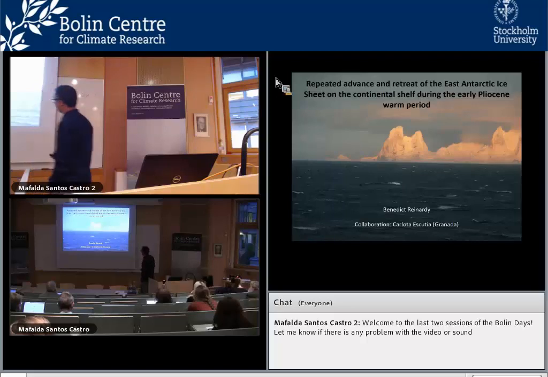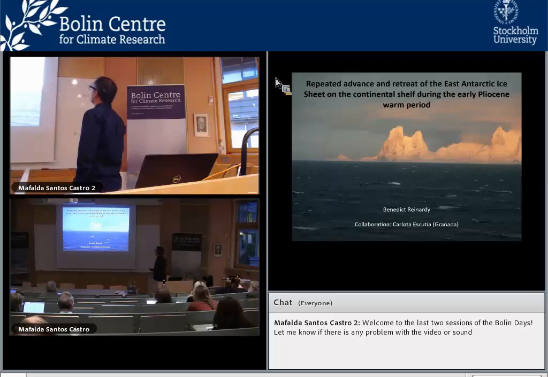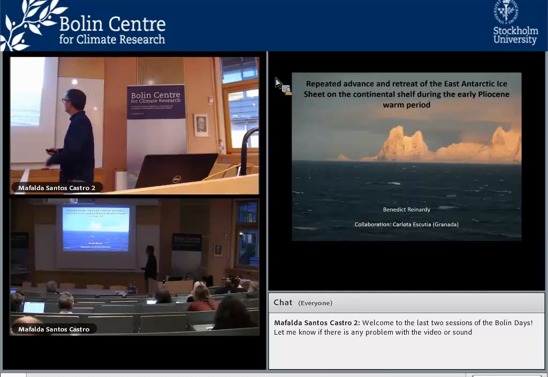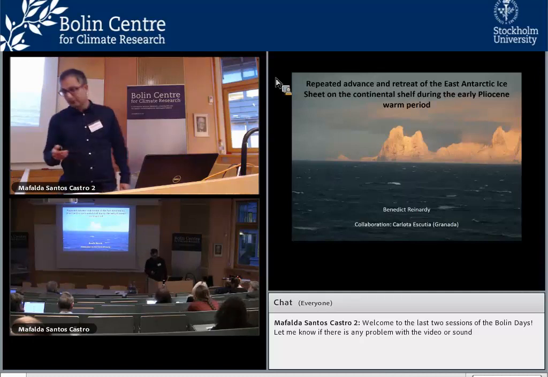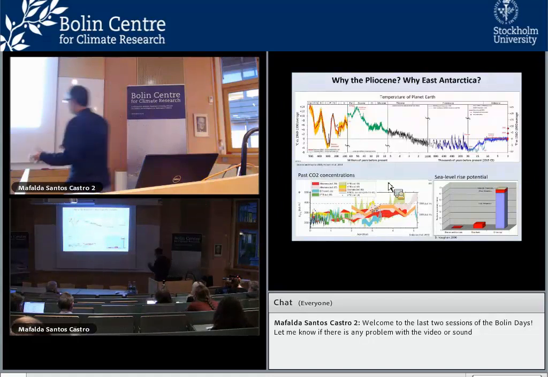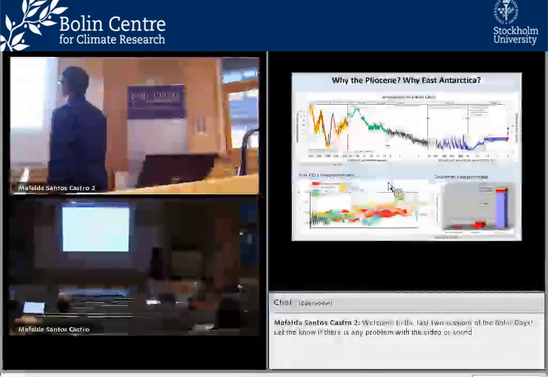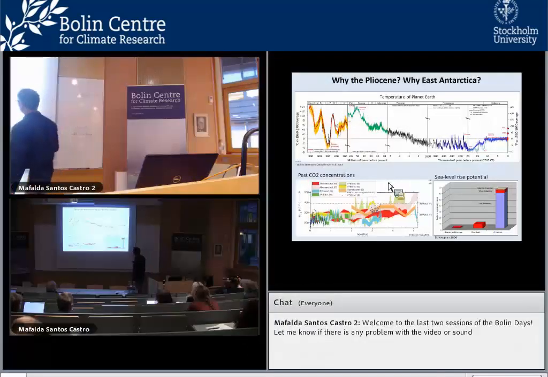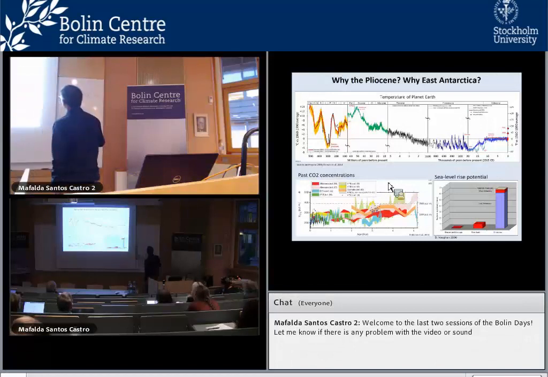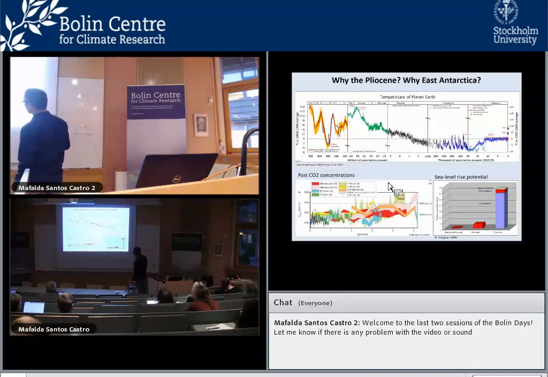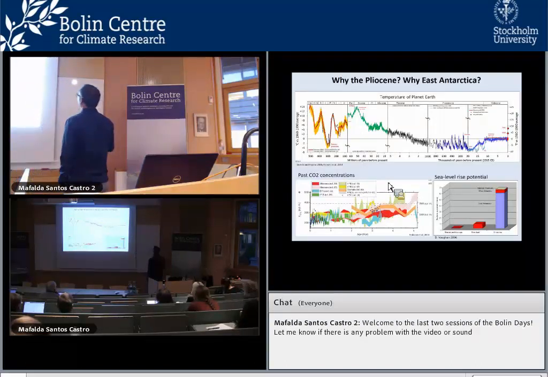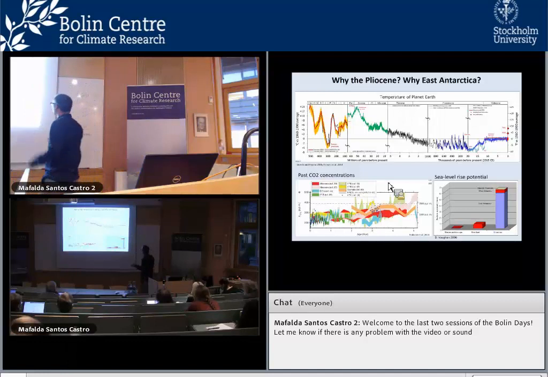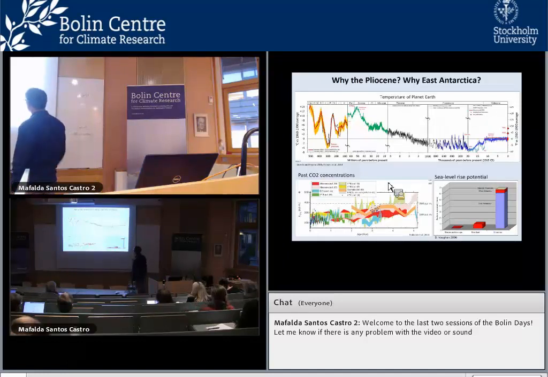Also collaboration with Carlotta Escutia, but it's looking at the East Antarctic Ice Sheet during the early Pliocene. So why look at the Pliocene and why the East Antarctic Ice Sheet? Well, up here you see reconstructed temperatures for different time periods. Bear in mind the changing time scale here. But if you look here, future warming scenarios, we're getting into +2, +4 degrees over here. And so there are scenarios where we're even warmer than we were during the last interglacial, the Eemian.